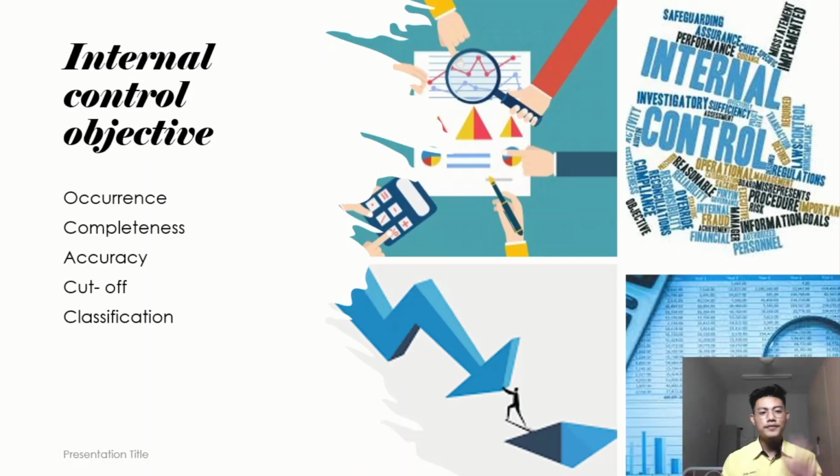There are 5 main points in the internal control objective. The first one is occurrence. The second one is completeness. The third one is accuracy. The fourth one is cut-off. And the last one is classification.